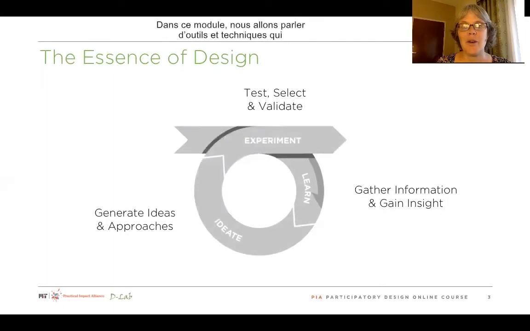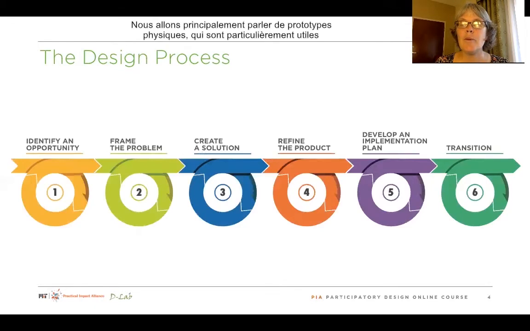In this session, we're going to talk about some tools and techniques that can help you as you test and validate your ideas. This is a critical part of the design process because it determines whether or not you can move to the next stage or whether you should loop back around the stage that you're already in. We're mostly going to talk about physical prototypes, which are particularly useful in the third and fourth stages, creating a solution and refining a product. However, you can also prototype things more abstractly, which may be necessary in other stages of the process.